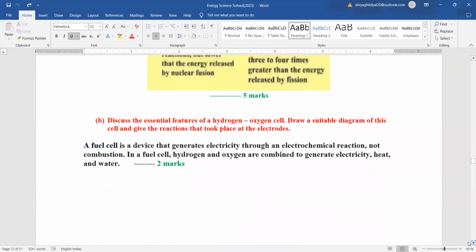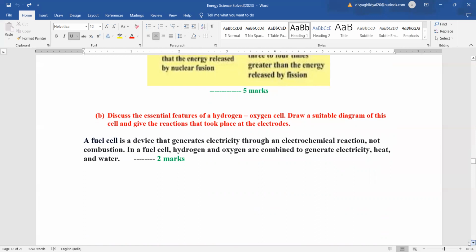Discuss essential features of a hydrogen-oxygen cell, draw a suitable diagram of this cell, and give the reactions that take place at the electrode. 10 marks: you will get 2 to 3 marks for discussing essential features, 4 to 5 marks for drawing the diagram, and 2 marks for the reactions.